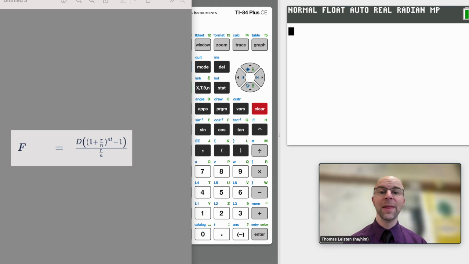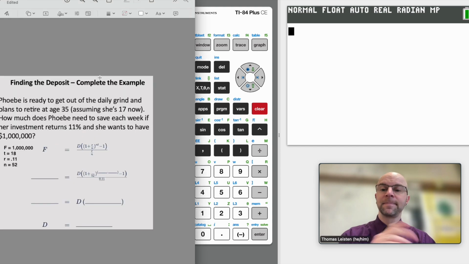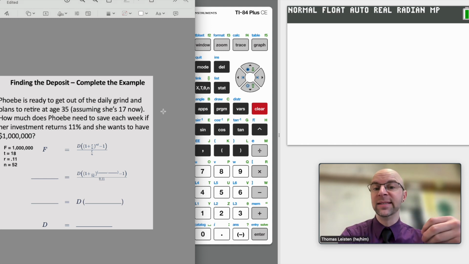So let's go through an example. We've got Phoebe, who's ready to get out of the daily grind and plans to retire at age 35. Well, if it's there in a few years myself, you think about that. Assuming we're 17 now, that means we've got 18 years to save up some money. How much does Phoebe need to save each week? Okay, so we're going to solve for D. How much do we need to save each week?